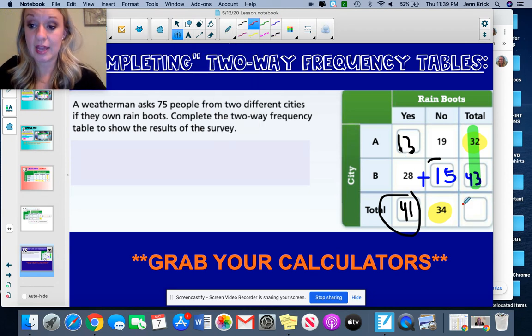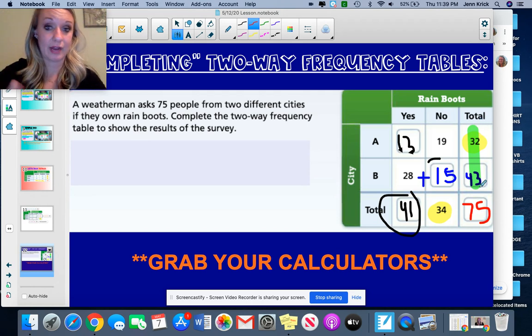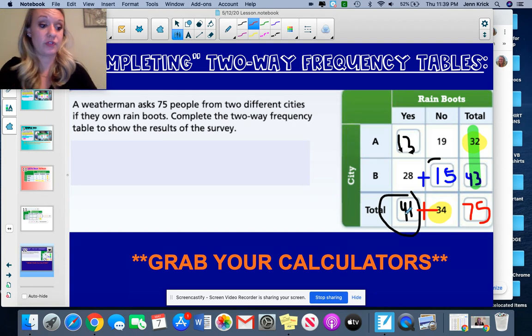Okay, so I know that my grand total is going to be 75 because I added these going down. Let's make sure. Let's add 41 plus 34 to make sure. So 41 plus 34, and I get 75 again.